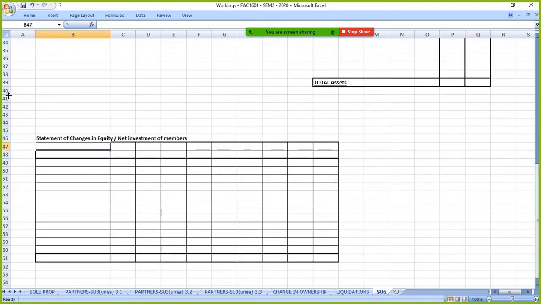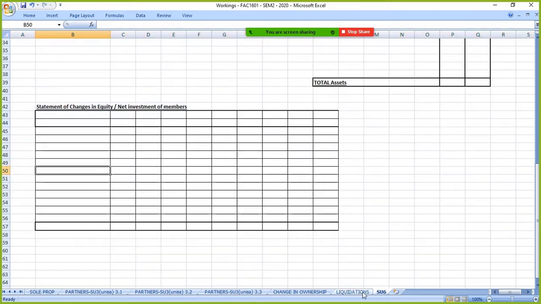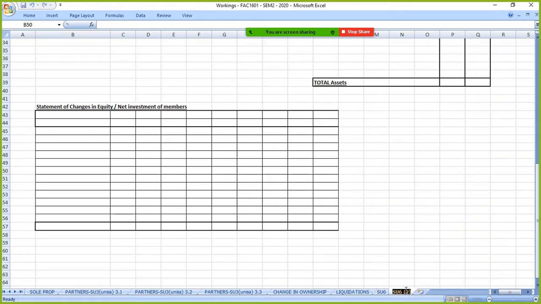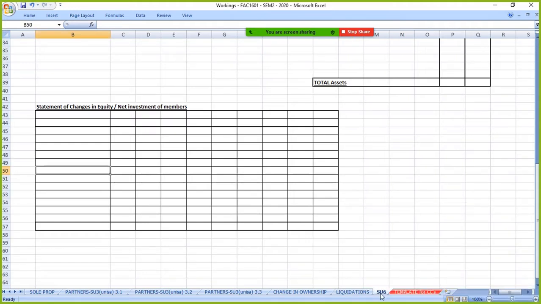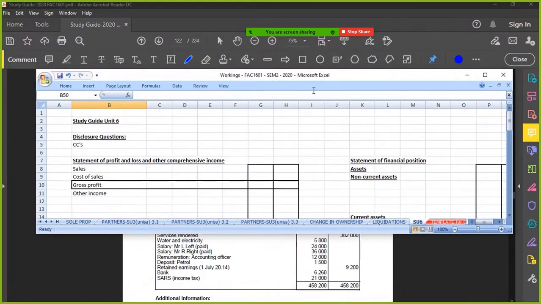Right, so maybe what I will do is copy this, just so we have a template. So when we do another question, at least we have that to work with. All right, so everything looks good. Yes, we've got everything.